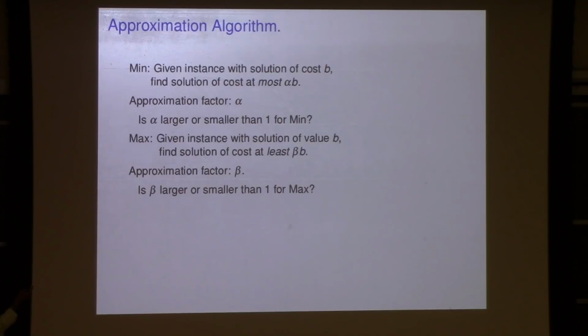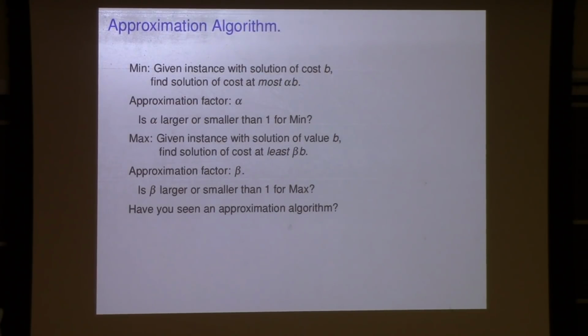Here, is beta larger or smaller than 1 for max? You have an algorithm, you're trying to maximize something, maximum matching, or maximum 3D matching. Maximum matching we know we can do, right? Maximum 3D matching is NP complete. So what's the best approximation? I have an approximation algorithm that does 10 times the best. Does that make any sense? No. So it has to be less than 1. I get 2/3 of what the best is. Which I think is actually the best algorithm for 3D matching.